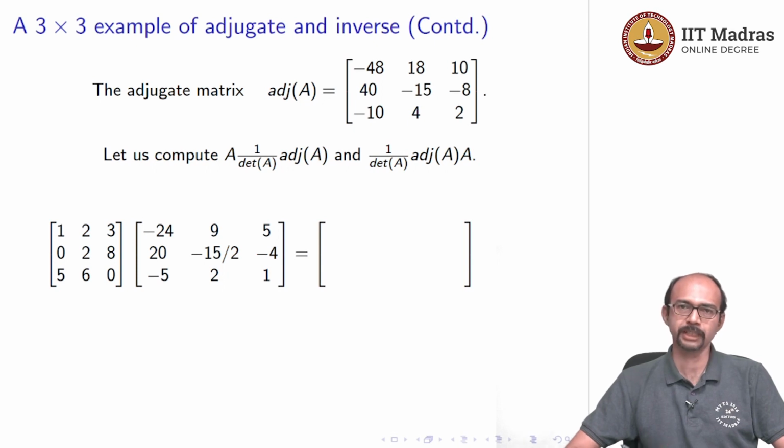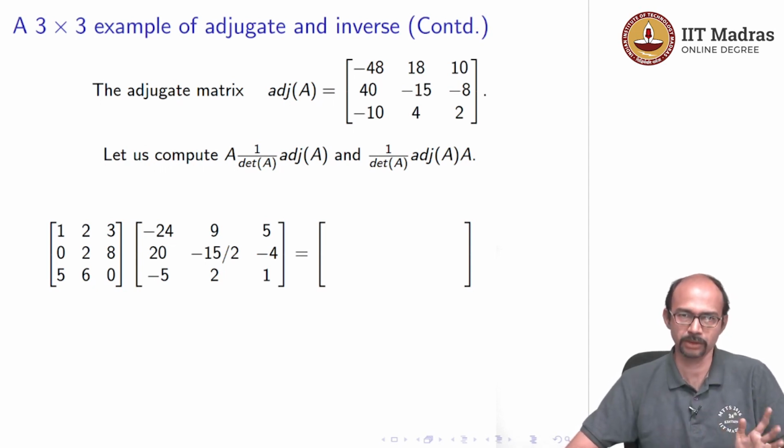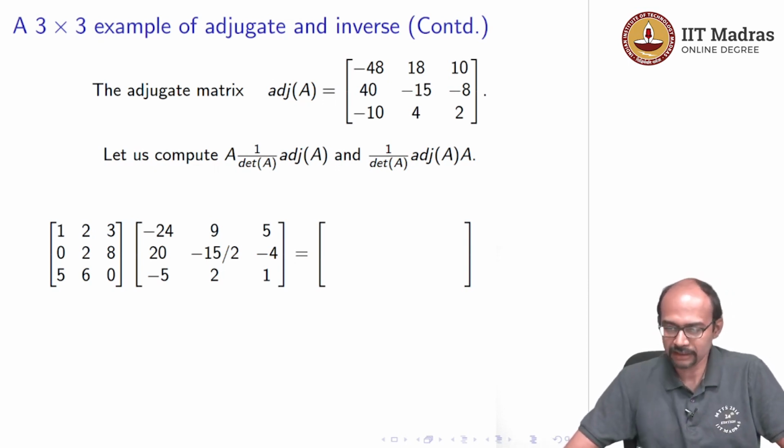So, we computed the determinant of A, that was 2. So, that means you have to multiply the adjugate by half. If you multiply the adjugate by half, the first row becomes minus 24, 9, 5, the second row becomes 20, minus 15 by 2, minus 4, the third row becomes minus 5, 2, 1, and we want to multiply on the left this same matrix by A. So, your matrix A was 1 2 3, 0 2 8, 5 6 0. This is something you can check from your previous slide. So, now let us multiply and see what we get.